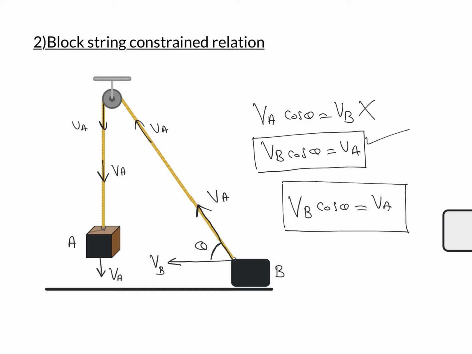So over here, no need to get confused. You can just consider always in this form. The velocity of block, just resolve the velocity of block along the direction of string. Don't resolve the velocity of string along the direction of block.